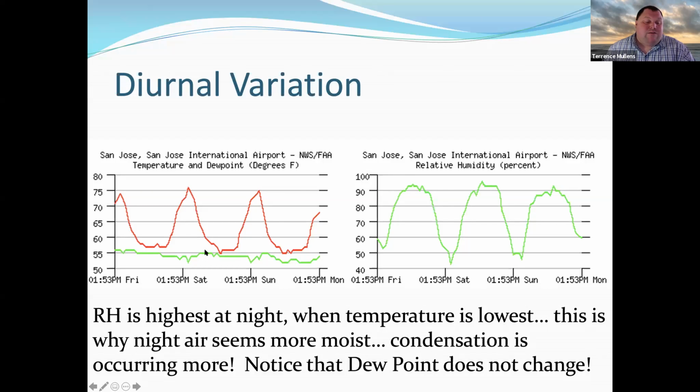But if you notice, this line is not very wavy. It's got a little bit of bumps to it, but it's really not that big of a variation. What that means is that dew point temperature doesn't really change much. And that means the amount of moisture in the air doesn't really change much. So really this big seesaw motion for relative humidity is simply caused by changes in temperature.